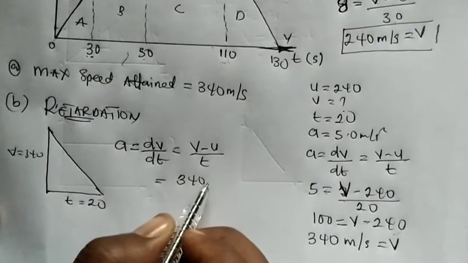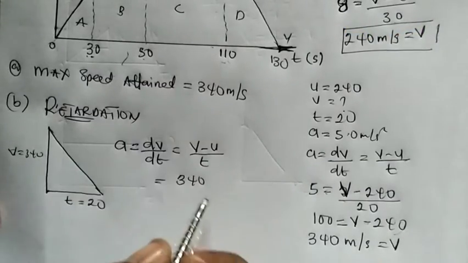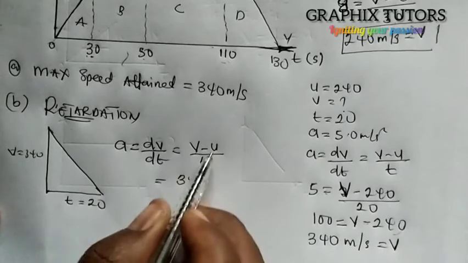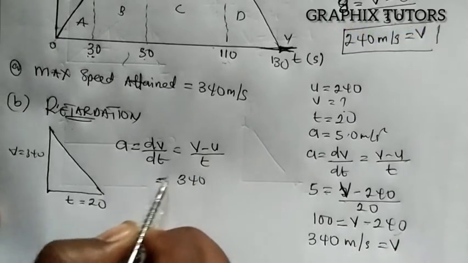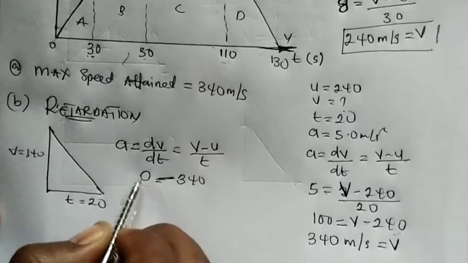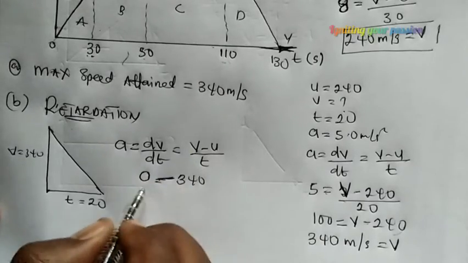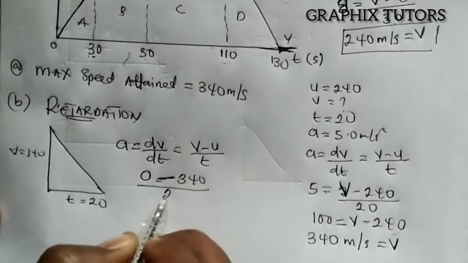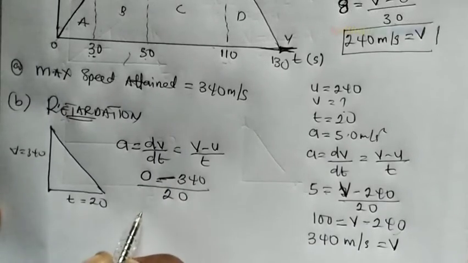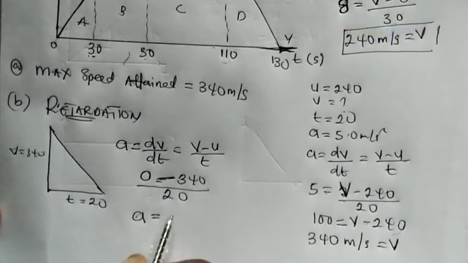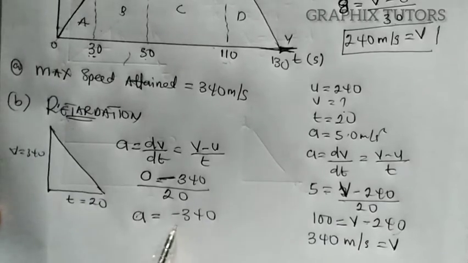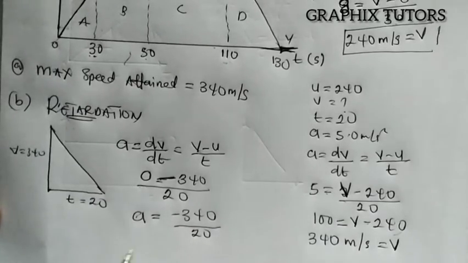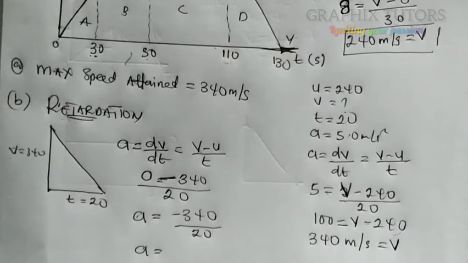The initial is what? 340, sorry. Then the final is what? 0. So 0 minus 340 all over what? The T will be this minus this, and that will be what? 20. So my retardation A is equal to what? Minus 340 all over what? 20. So what is 340 divided by 20?